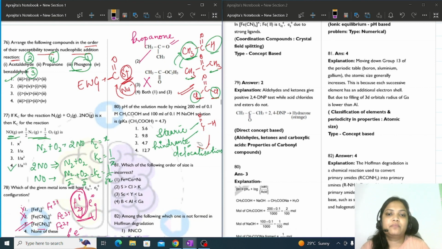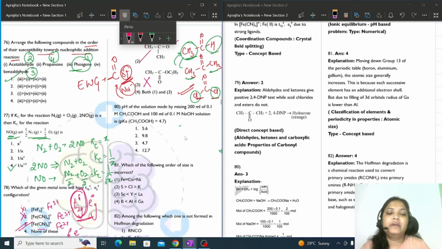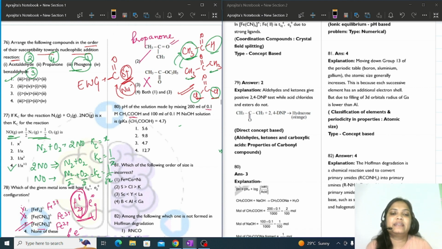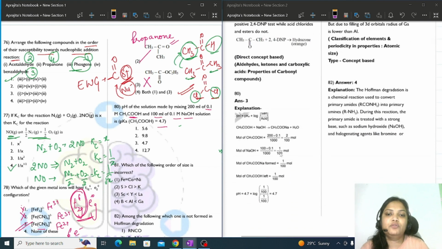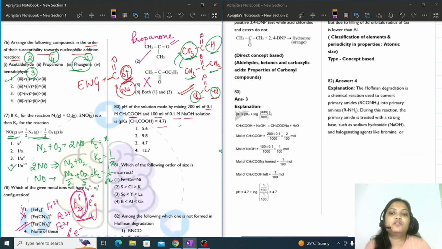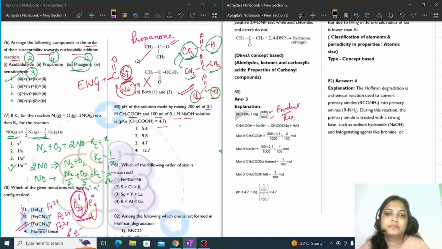So now next up is question number 80. We can have a look at it. The pH of the solution made by mixing 200 ml of 0.1 molar acetic acid plus 100 ml of 0.1 molar NaOH is... So we need to find the pH of the solution. pH will be pKa plus log of salt upon acid, meaning product upon reactant. So this is the reaction that takes place.